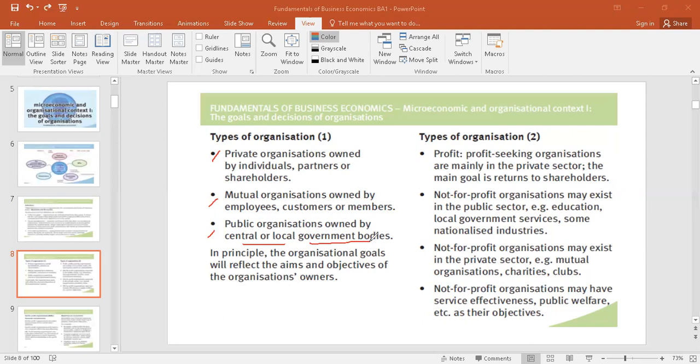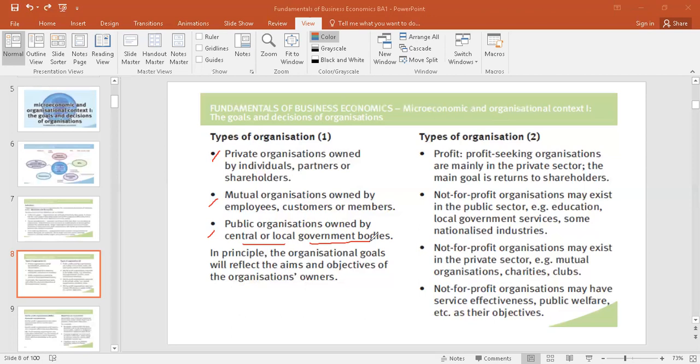If it is owned by private people, then we call that a private organization. These people could be basically individuals or partners or shareholders, but nevertheless, all of them are private people. There is no hand of the government in this. There is no role of government in establishing this kind of an organization.